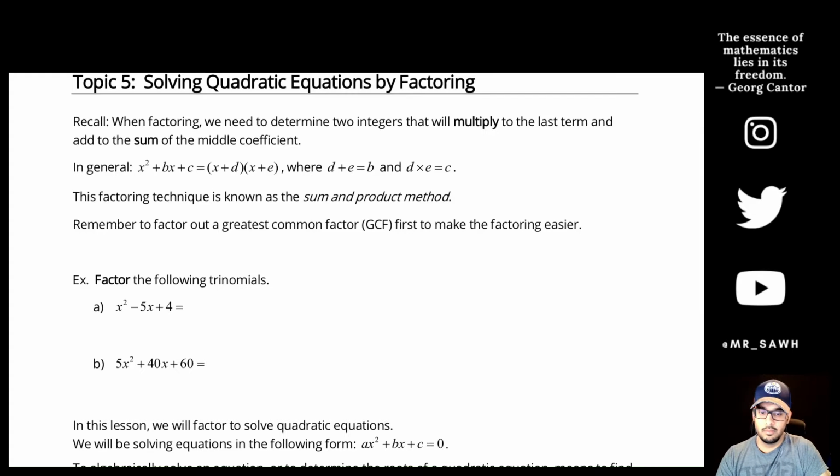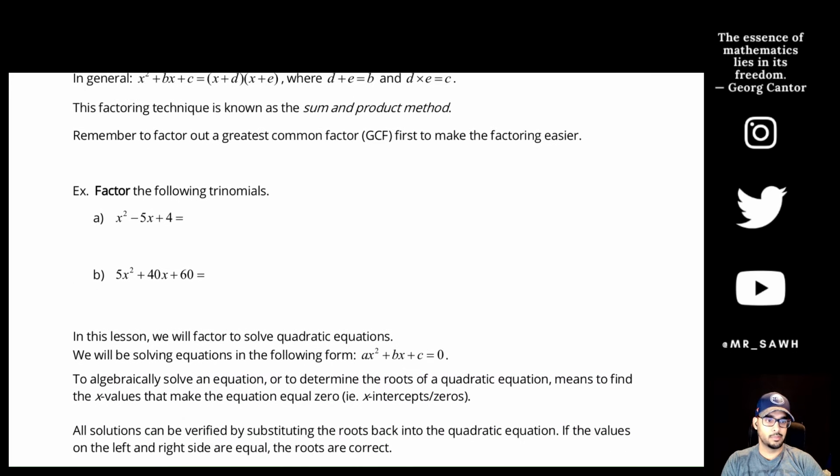Alright everybody, welcome to lesson 5. We're going to look at solving some of those quadratic equations by something we've actually already talked about, by using factoring. So this will be a nice review of all the factoring stuff that we've done, and we'll take it one step further and see how we can solve some of those equations.